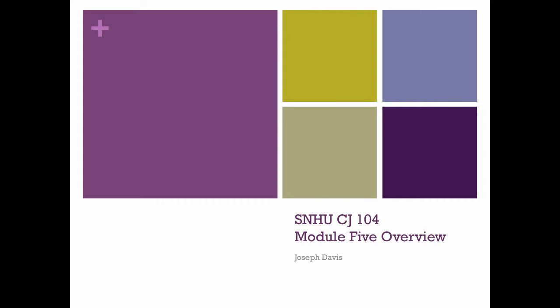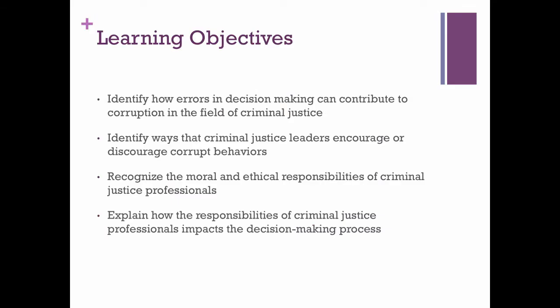We'll go through a quick overview, a couple things I want to share with you here. First are the learning objectives. Let's just take the first one. Identify how errors in decision making can contribute to corruption in the field of criminal justice.